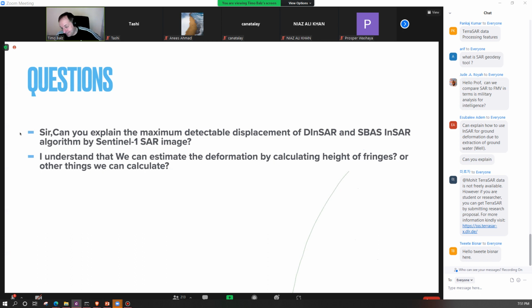So, right, the typical value that we use is half the wavelength, 2.5 centimeter between two images. So for Sentinel-1, that would be 2.5 centimeter in, what's that, 11 days. That would be the maximum displacement. That is more like a rule of thumb, okay? Because actually, under the right circumstances, you can go higher.